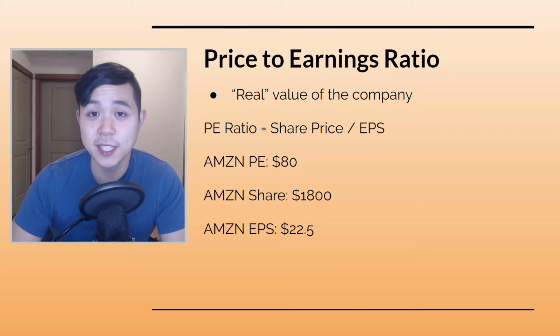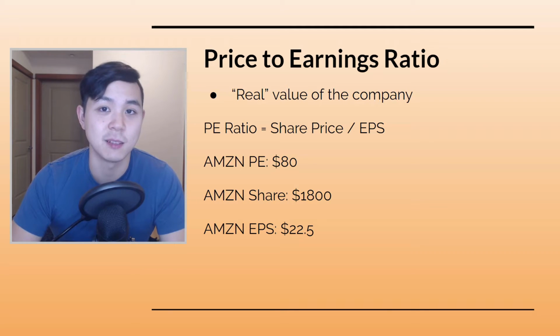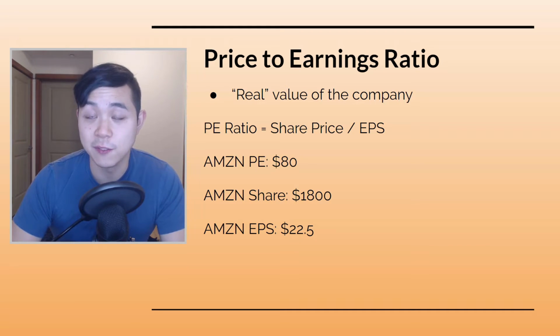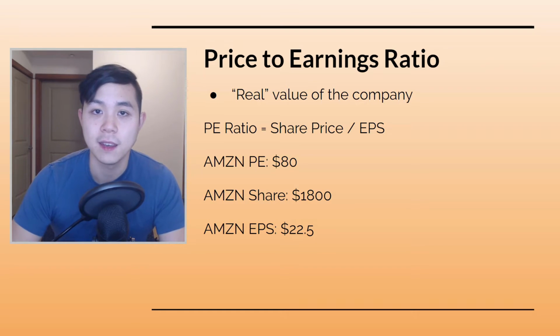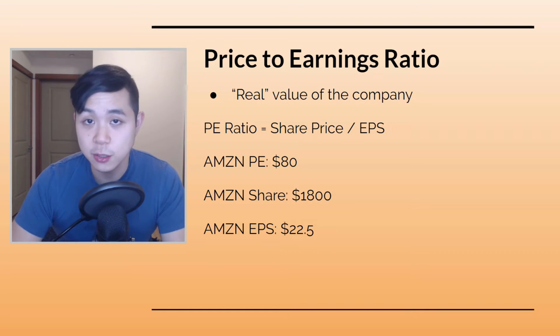So a PE ratio of 80 does mean it's overvalued, but does that necessarily mean it's overvalued in the eyes of the investors? And for something like Amazon, currently at the moment, if it continues to trade at 1,800, then that means that the investors are content with buying it at 1,800. We can also look at the other side too.